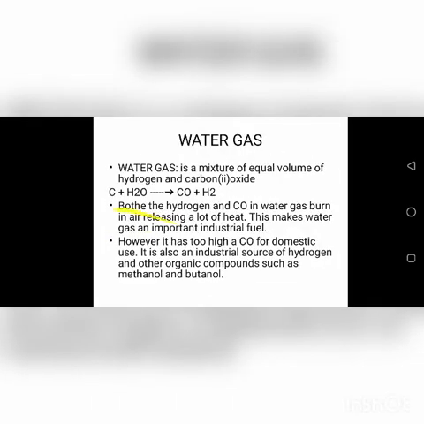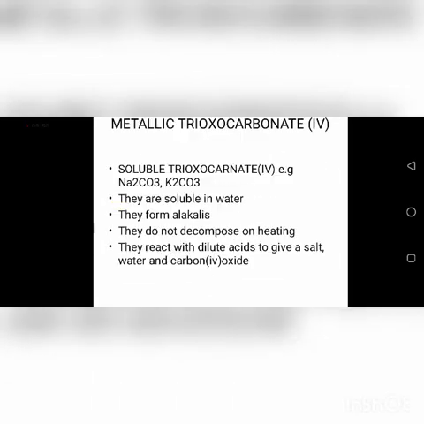Now we look at metallic trioxocarbonate 4. They are inorganic compounds of carbon. We divide them into two based on their solubility. Those that are soluble in water are called soluble trioxocarbonate 4, while those that are insoluble in water are called insoluble trioxocarbonate 4.